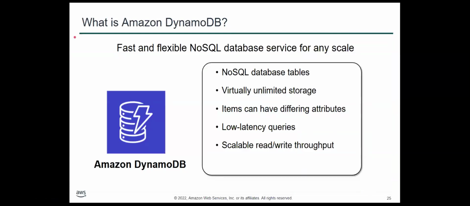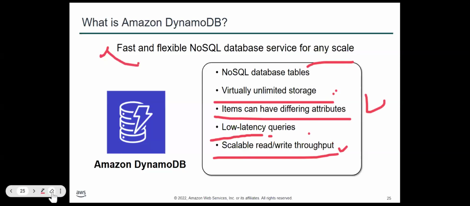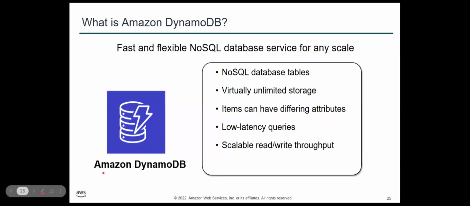Now, what is Amazon DynamoDB? As I told you, it is a fast and flexible NoSQL database service at scale, and it has unlimited storage. As mentioned previously, in SQL we have a limitation, but in NoSQL we don't have any limitation for storage. Virtually, database tables, multiple tables we can create. Items can have different attributes we are able to add. Low latency. Scalable, so you are able to get the data very fast. As I told you already, the examples are your banking app and Instagram.